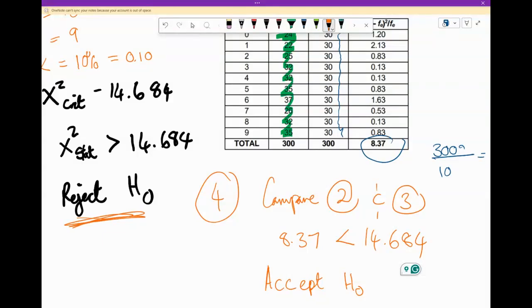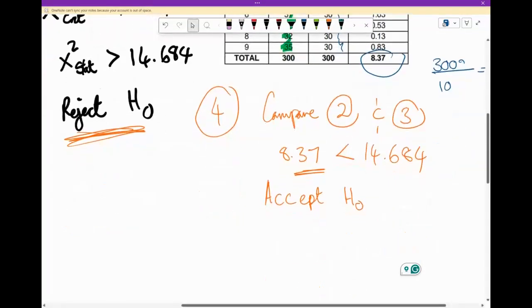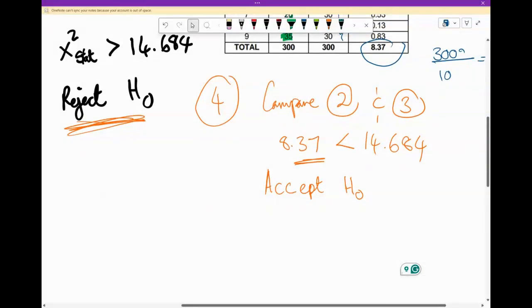It's right here. Can you see? We said if it is greater than, we must reject. Here it is less than, so we must accept. Other books might say do not reject, but not rejecting is the same as accepting. Accept H0. You are now done with step number 4.